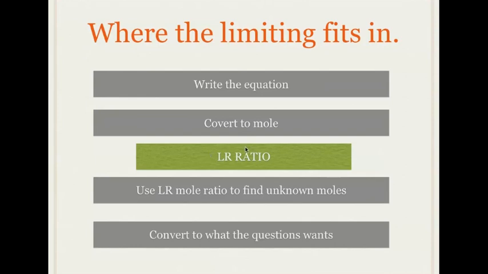What happens then is once we've converted our 2 reactants to moles, we then need to find out which one's going to run out first. This is your new step for when you have a limiting reagent, when you have 2 reactants reacting together. You need to find out which one is going to run out first using a limiting reagent ratio. What you're then going to do is use your limiting reagent to find out your unknown number of moles and then convert it to what your question asks for.